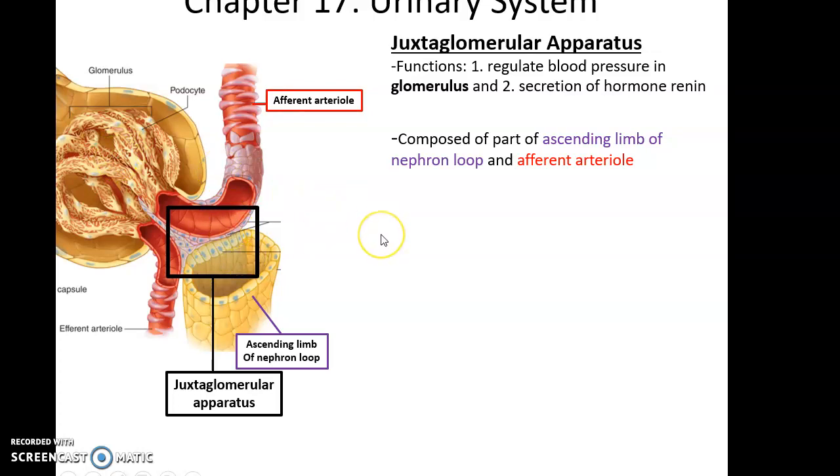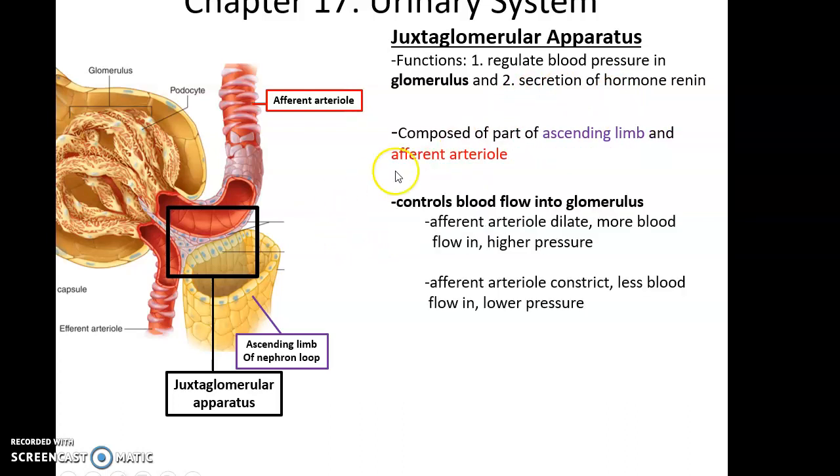And the importance of the juxtaglomerular apparatus is it regulates the blood pressure in the glomerulus, in this capillary bed, and also it decides whether or not to secrete the hormone renin. This is important. We want to control the blood flow into the glomerulus because we want the blood pressure to be high enough so that there is plenty of filtrate being produced and released into the glomerular capsule, but at the same time not too high, because if the blood pressure is too high, the glomerulus could become damaged.